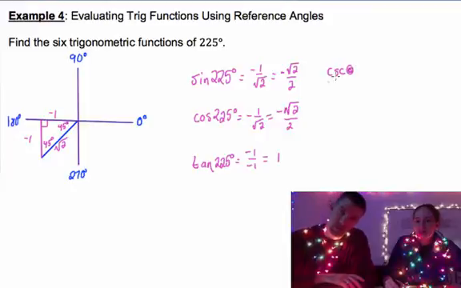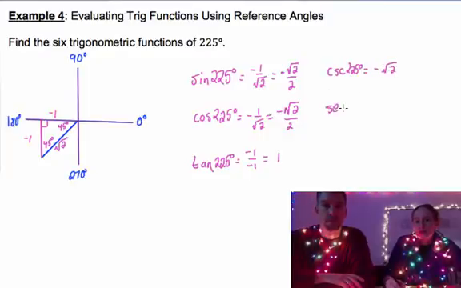Cosecant of 225. We totally know what it is. Flip sine, so that should be negative square root of 2. Secant is negative square root of 2.